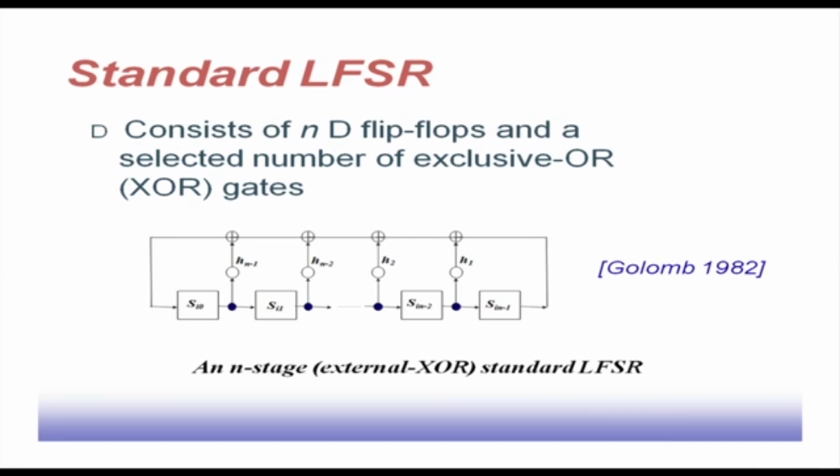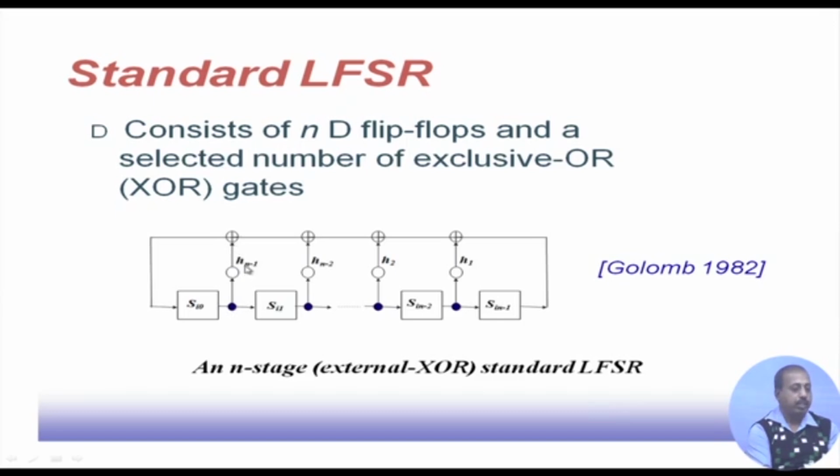One standard LFSR was proposed by Golomb in 1982. It consists of n D flip flops and a selected number of exclusive OR gates. This is an n stage external XOR LFSR, because the XOR gates are external to the cells. These are I0, I1 and the flip flops that we have, and then depending on this H value, H is actually a switch, whether this output goes to this XOR gate or not. That is controlled by this H.